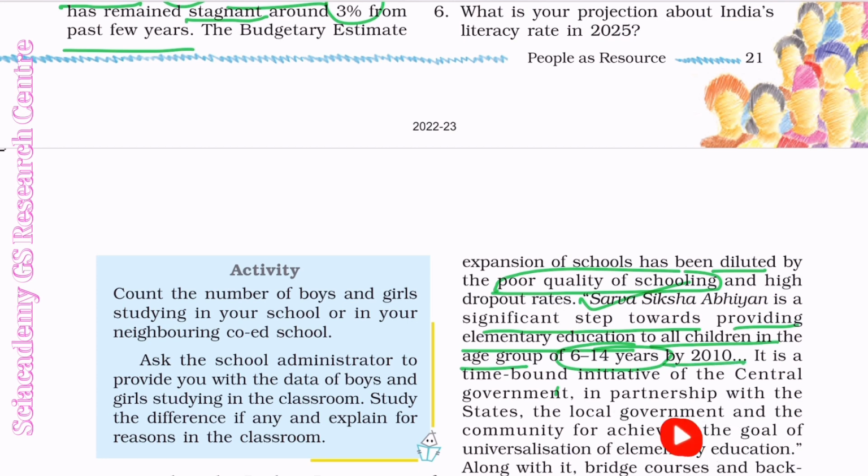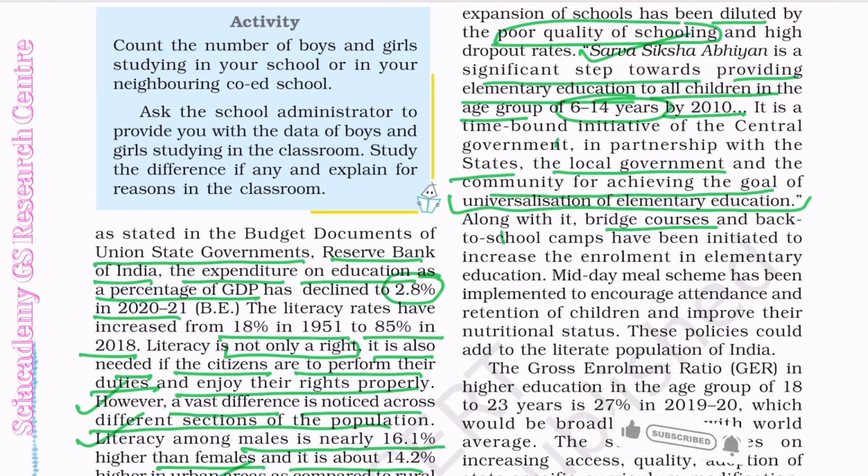It is a time-bound initiative of the central government in partnership with the states, the local government, and the community for achieving the goal of universalization of elementary education. Along with its courses, back to school camps have been initiated to increase the enrollment in elementary education. The mid-day meal scheme has been implemented to encourage attendance and retention of children and improve their nutritional status. These policies could aid the literate population of India.